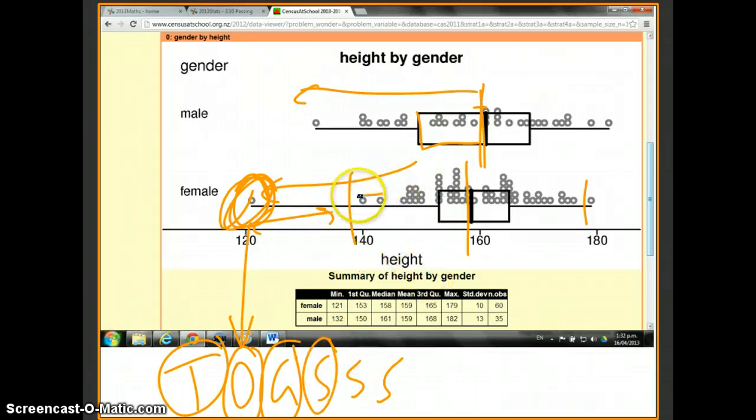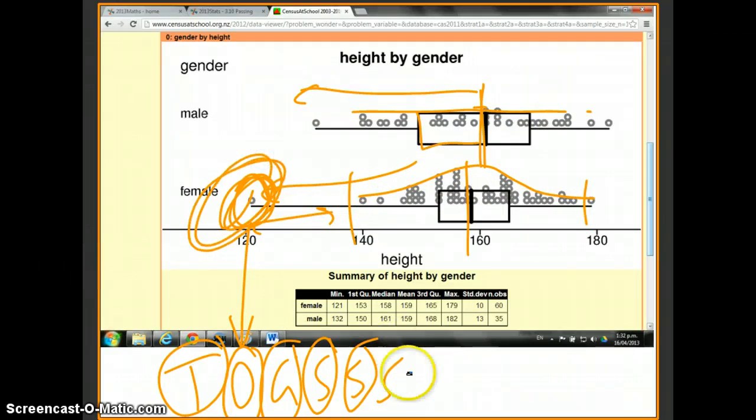Shape. Kind of bell curved there, isn't it? Whereas that's actually quite a lot flatter. So that kind of comment's quite good. Symmetry? There's actually quite a lot of symmetry in here. It's really only this point that kind of mucks up the symmetry.